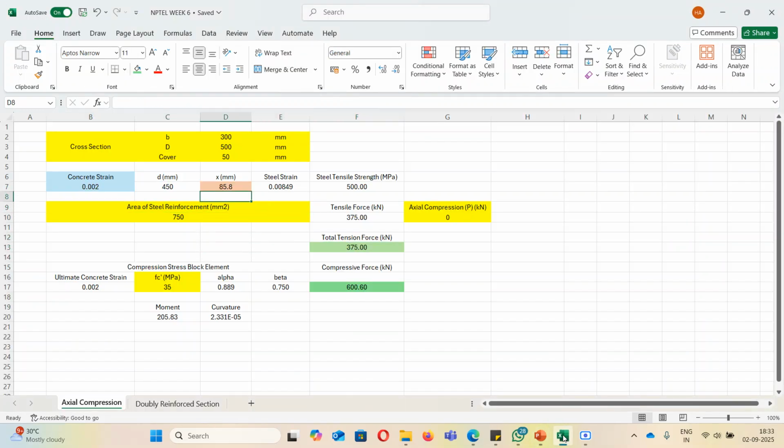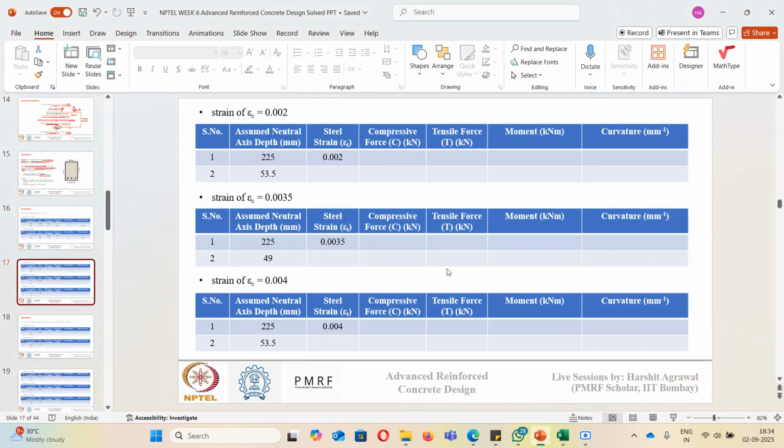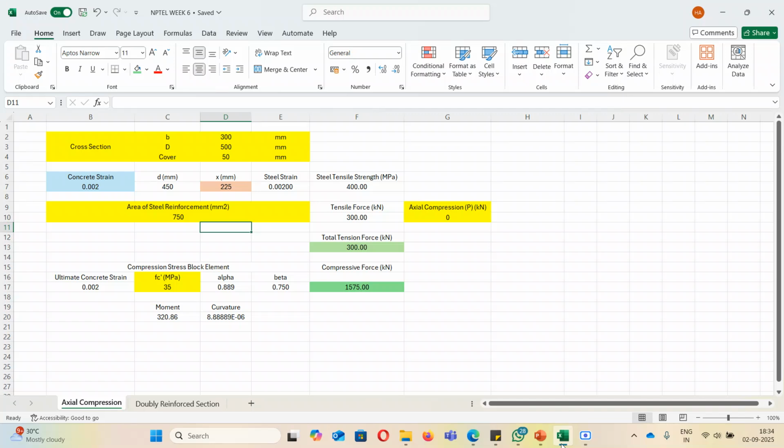Okay, again we'll take x as 225. The strain in steel is 0.002. The total compression force is 1575. Total tension force is 300. So we know we need to decrease the compression force. Okay, so I have done this iteration work. So I will directly write the value at which both will become equal. If you take the neutral axis depth as 53.5, you will see the net compression force and the net tension force get very close to each other.